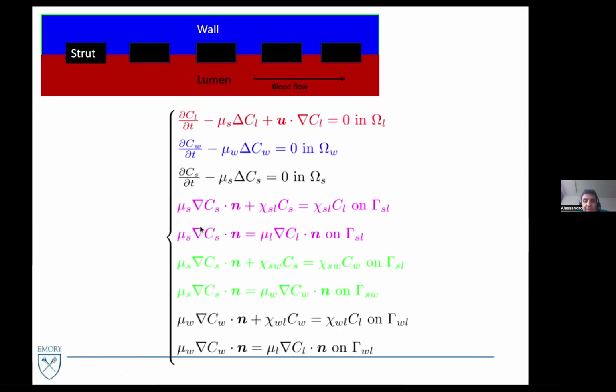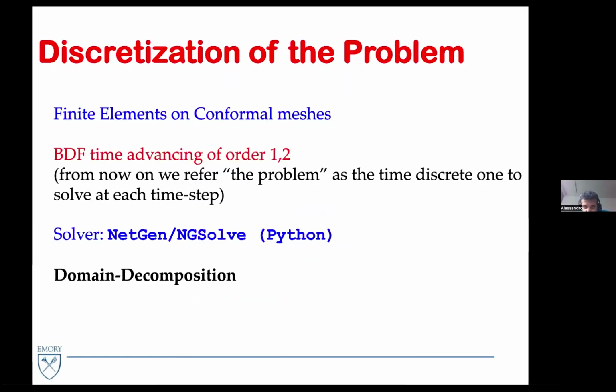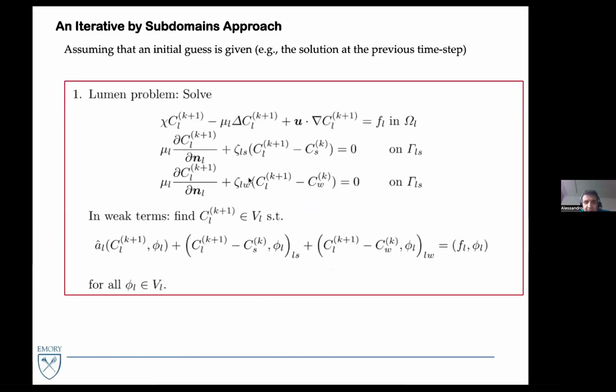simulate this? So we decided to use a domain decomposition procedure where we solve, let's say, the lumen, assuming we know the boundary conditions on strata and wall. Then we solve the wall, assuming we know the boundary conditions, and then we solve the strata. So iteratively, we do a domain decomposition approach. So let me show you how it works.